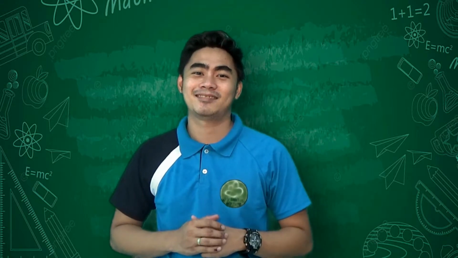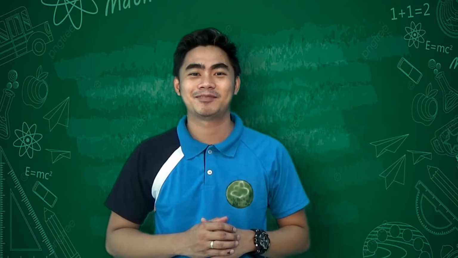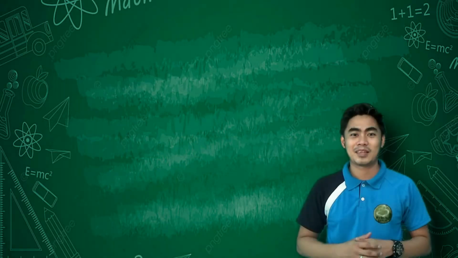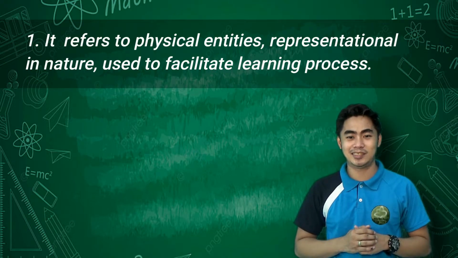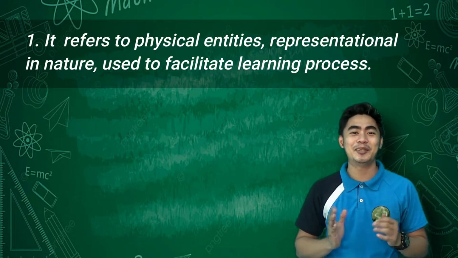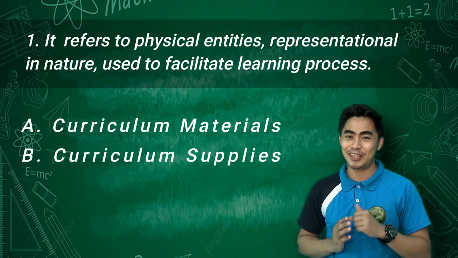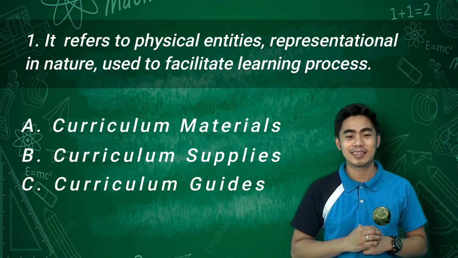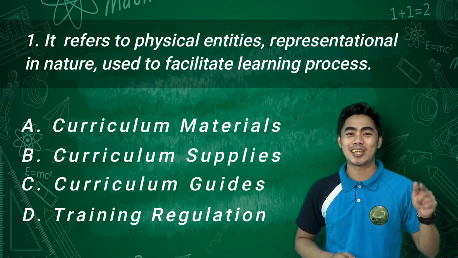To begin with, let us have a pre-test, or shall we say, a sort of review. Question number 1. It refers to physical entities, representational in nature, which is used to facilitate learning process. A. Curriculum materials. B. Curriculum supplies. C. Curriculum guide. And D. Training regulation. Write your answer on the chat box.